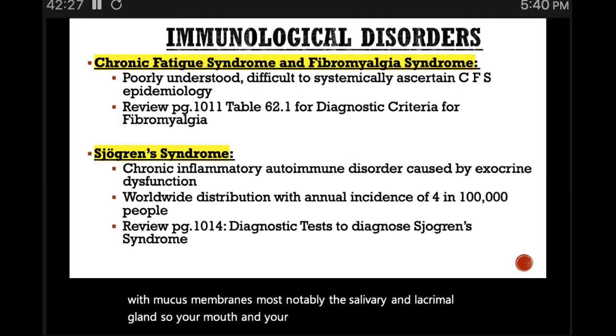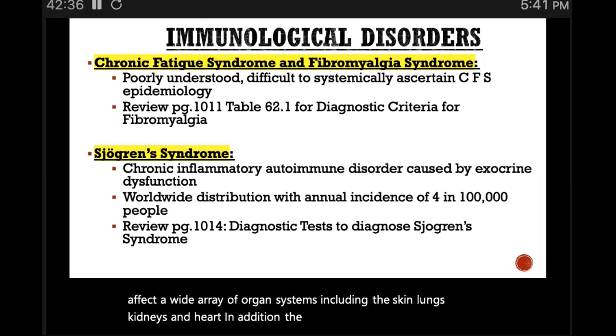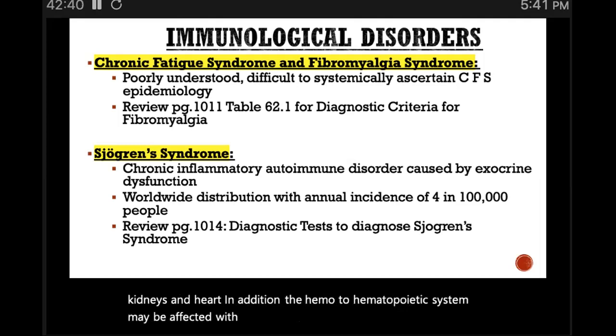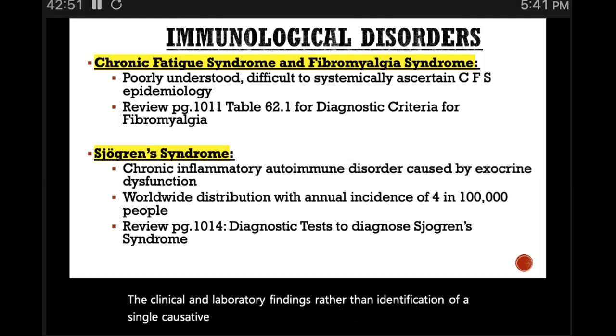However, SS has the potential to affect a wide array of organ systems, including the skin, lungs, kidneys, and heart. In addition, the hematopoietic system may be affected with propensity for lymphoma. So SS is diagnosed via clinical and laboratory findings rather than identification of a single causative agent. Clinical diagnosis of Sjögren's syndrome includes 6 defining criteria.